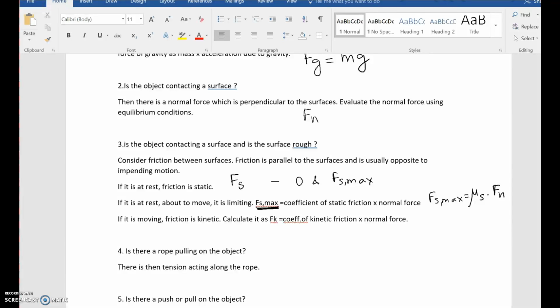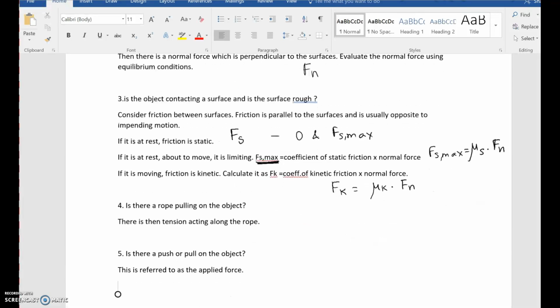If the object is already moving, then the friction is called kinetic, and kinetic friction can be calculated as μk times Fn, where μk is the coefficient of kinetic friction. Remember that once an object starts moving, you have to recalculate the force of kinetic friction because it will be slightly smaller than the limiting friction.